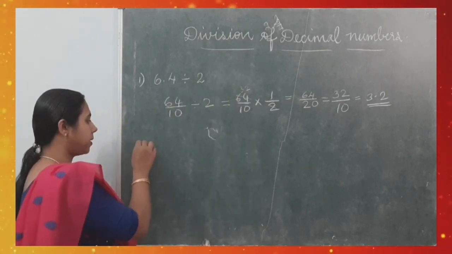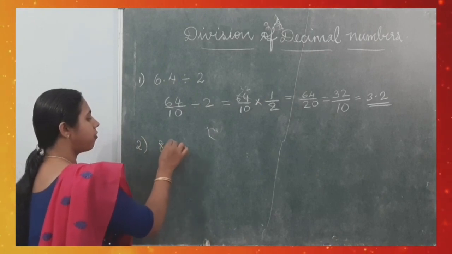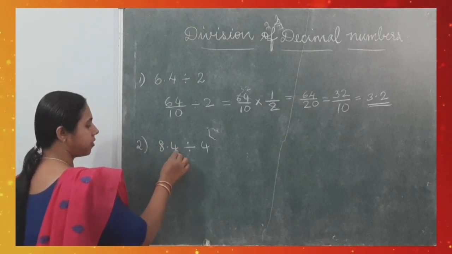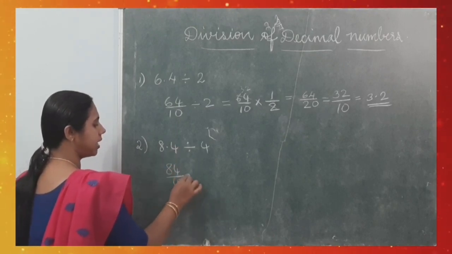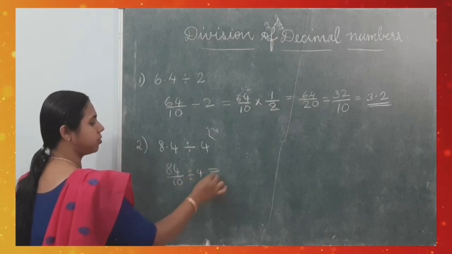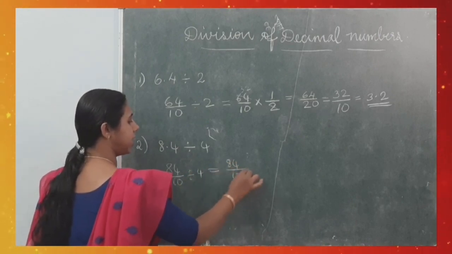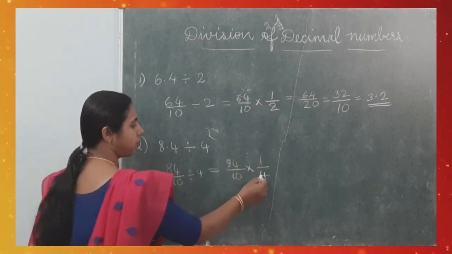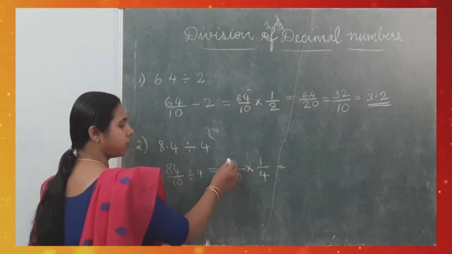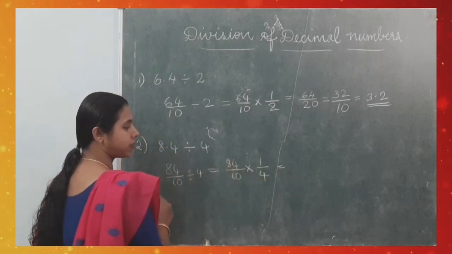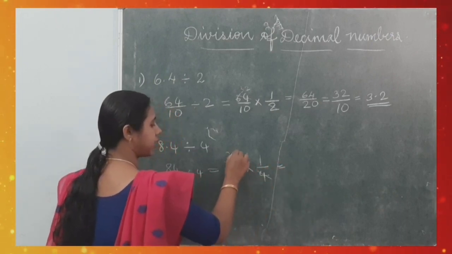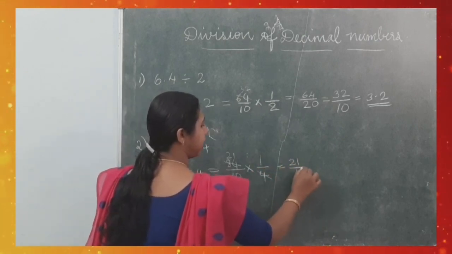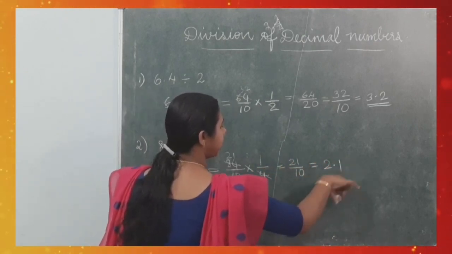Let us see one more example. 8.4 divided by 4. So we can write 8.4 as 84 by 10 divided by 4, which is equal to 84 by 10 into the reciprocal of 4, which is 1 by 4. And in 84, how many 4s are there? 2 4s are 8. 1 4 is 4. So 21. When you use the cutting method, 21 into 4 is 84. So 21 by 10, which is equal to 2.1.